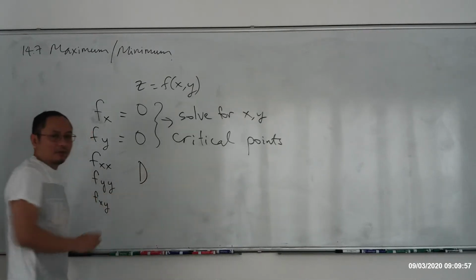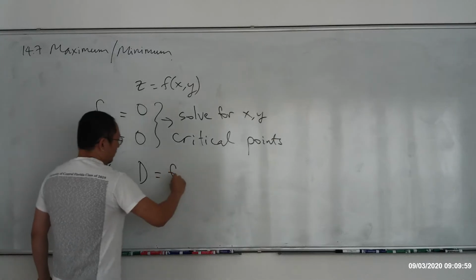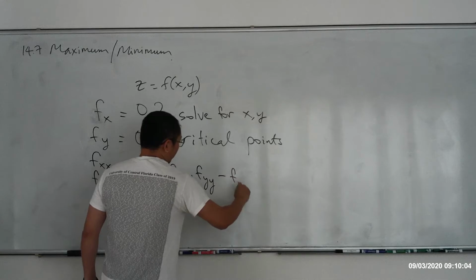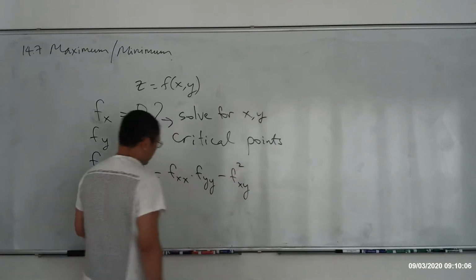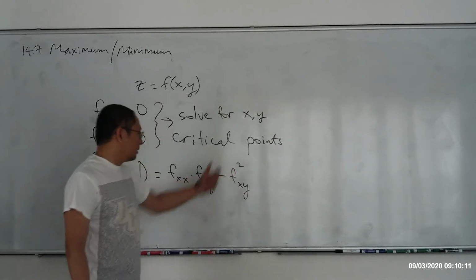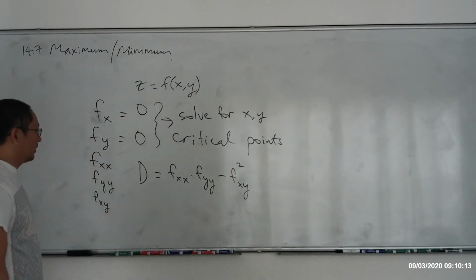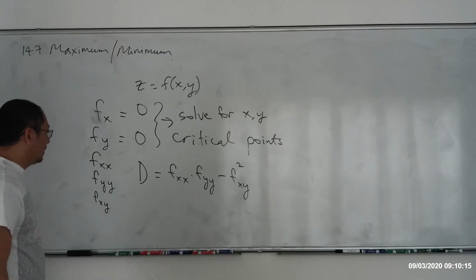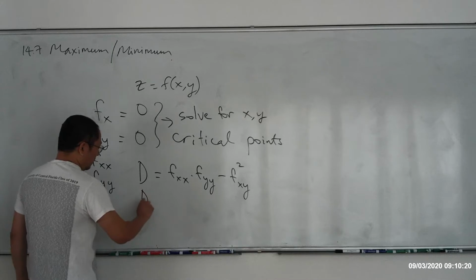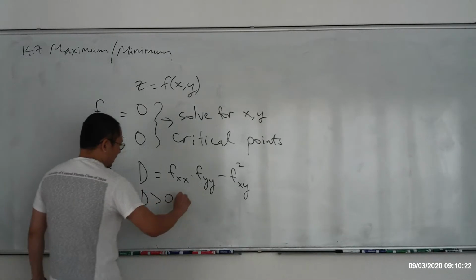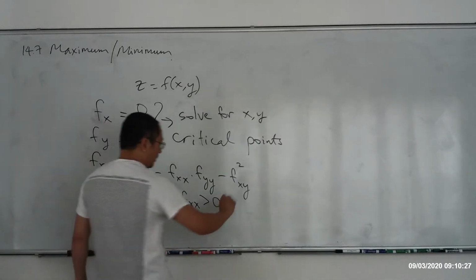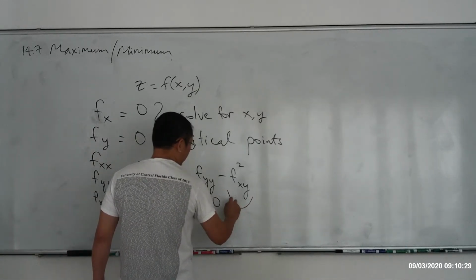So we're going to calculate something called D. I think D stands for determinant. D is fxx times fyy minus fxy squared. That is, fxx fyy minus fxy times fyx, but it's the same, so fxy squared. Okay? You have a value for D, and you have several cases to look at. If D is a positive number and fxx is a positive number, the graph is going to be like this.